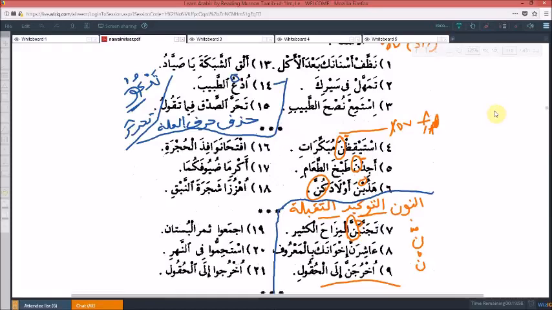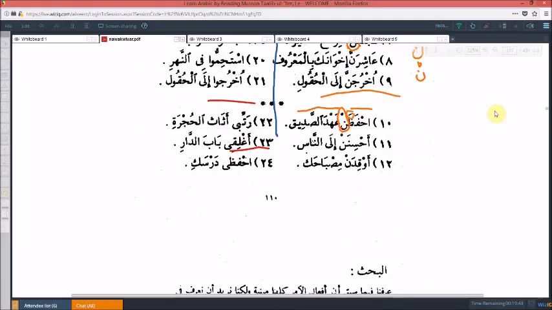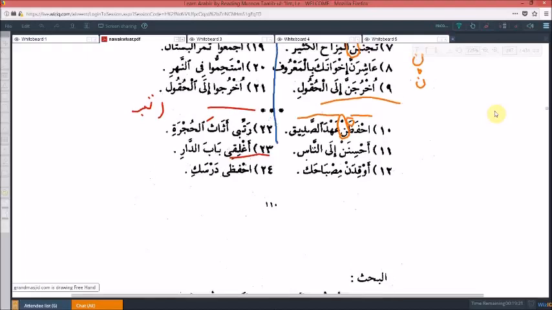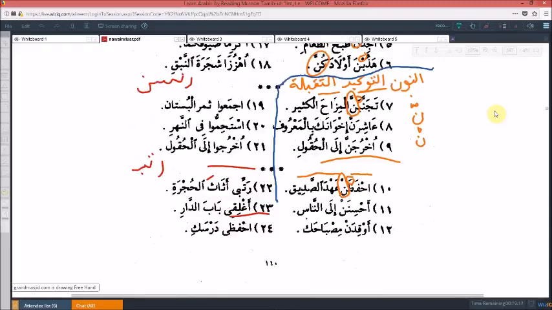Where was it at? It's down here at number 22. If I can get it to come up some. One second. Okay, number 22. Rattibi athath al-hujra. Rattibi from rataba, meaning to order, to organize the furniture in the room, to straighten up. Rattibi would be rattibina. But rattibina, we're going to drop our noon and say rattibi.